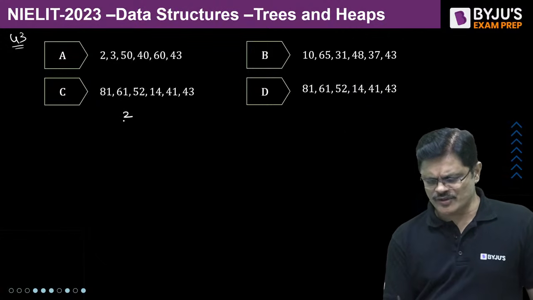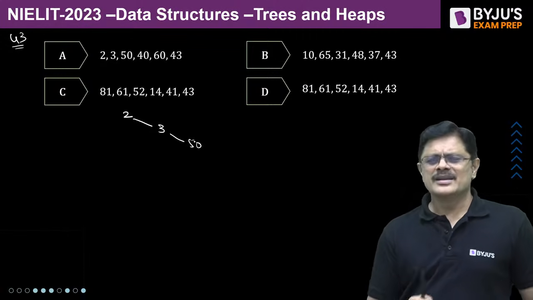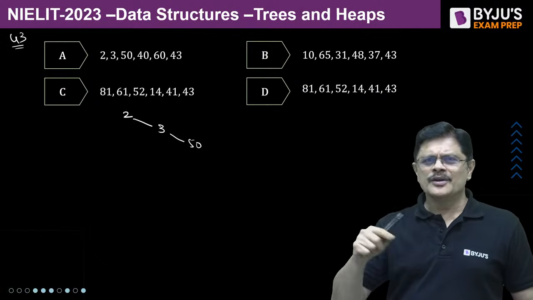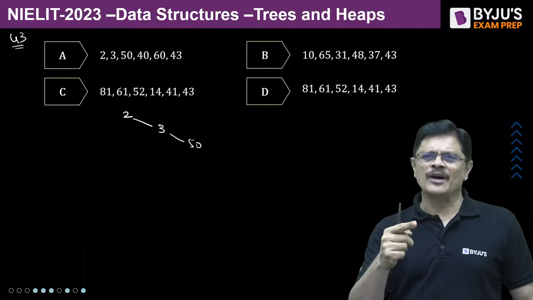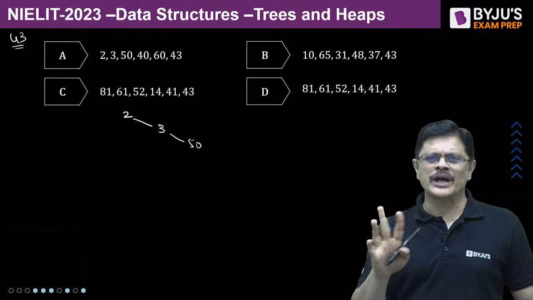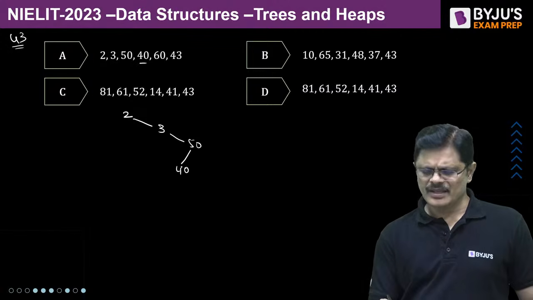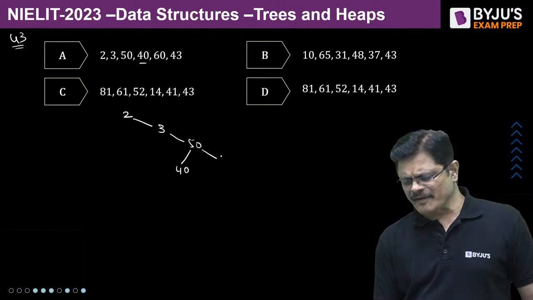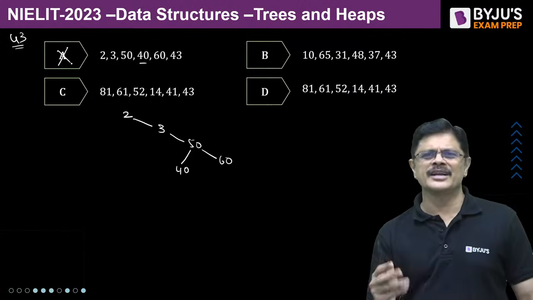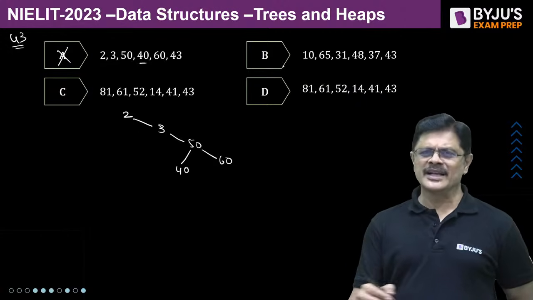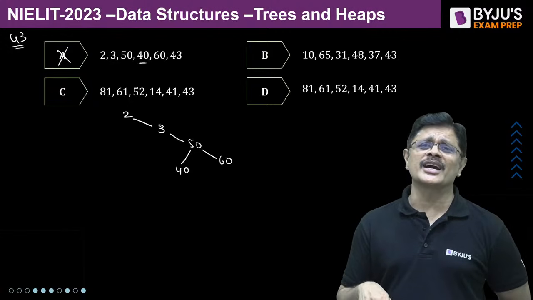So start inserting these. 3 is larger, 50 is larger. See, you can get a degenerate tree or you can get that zigzag binary tree, my dear friends. The simple thing is each node should have a single child. 40 is less than 50. 60 is greater than 50, and you see this one, it is not a degenerate one, so 43 is not the correct answer. For searching 43, this is not the correct probe sequence.